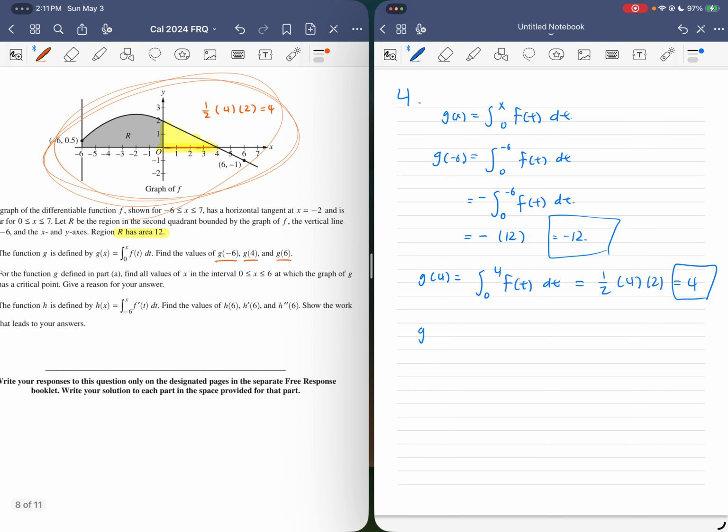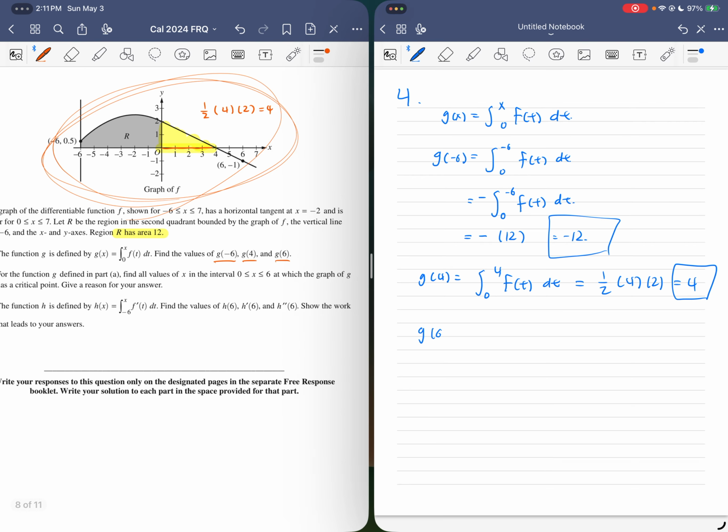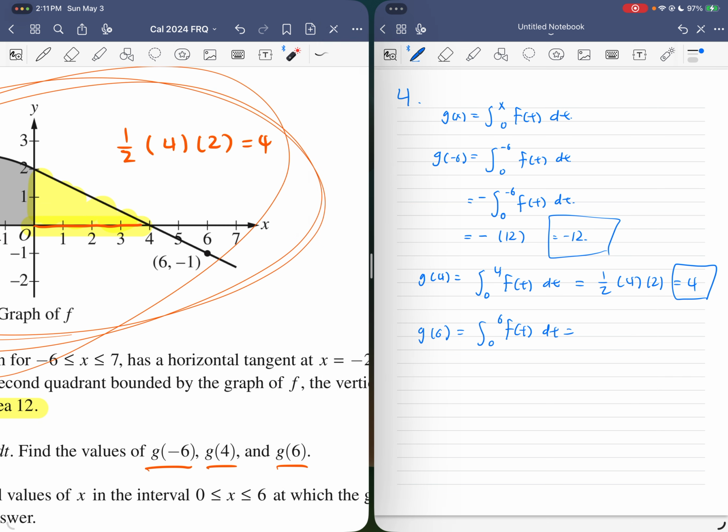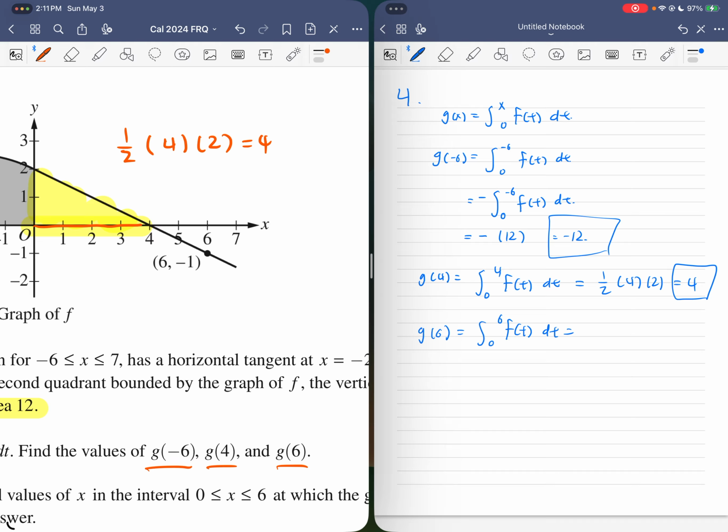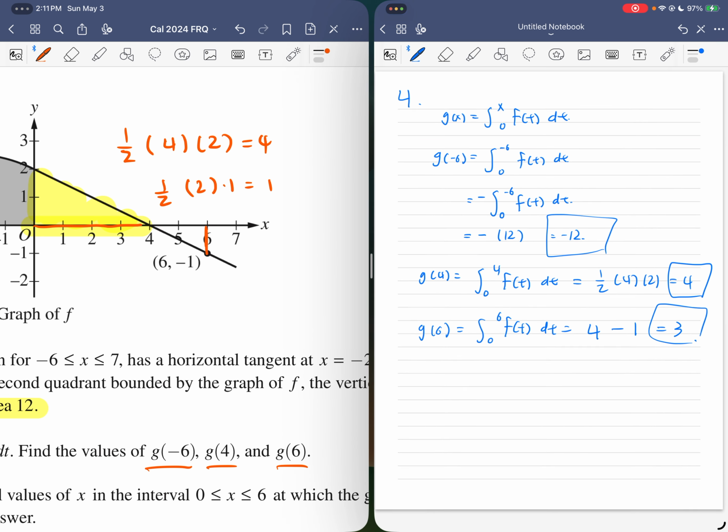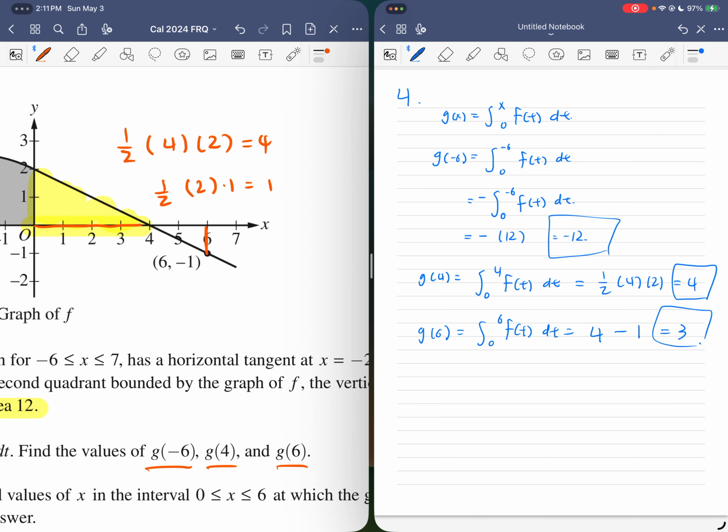And last one, we want to find g of 6. Well, it's going to be this minus this, because this one is on the negative side. So this one is 1/2 times 2 times 1, which is 1. So it's the same thing as 4 minus 1, which is 3. So that's it. That's A. I believe this one is a 3 points question. All right.